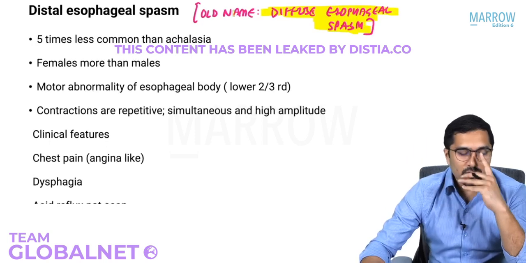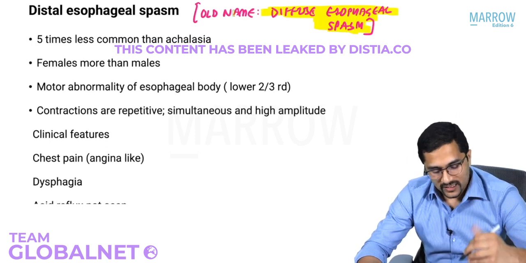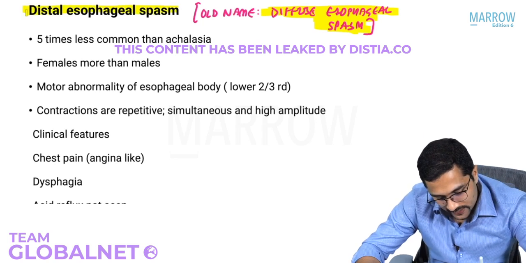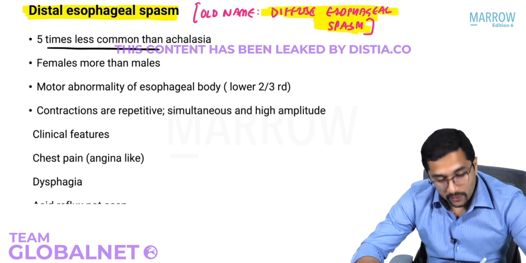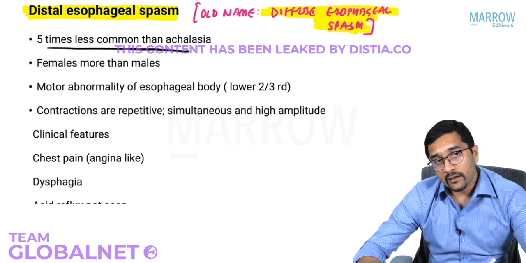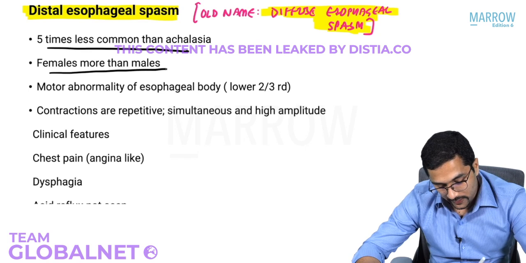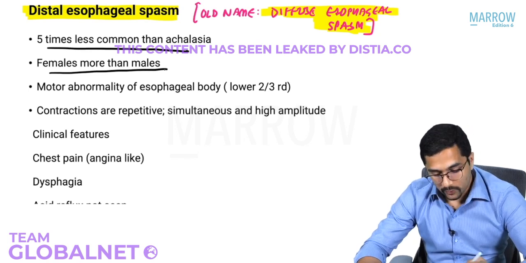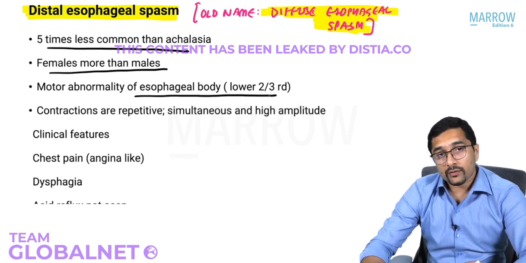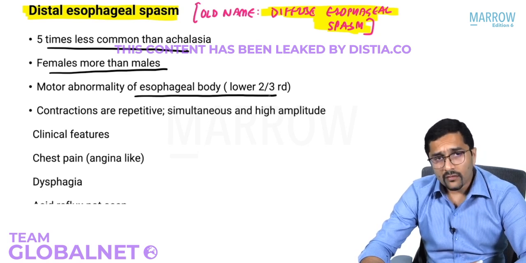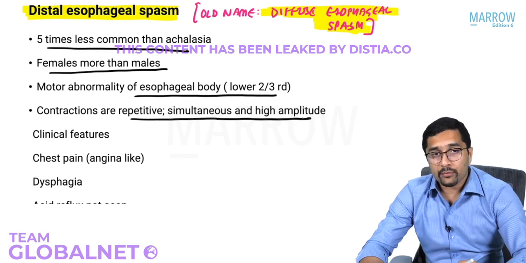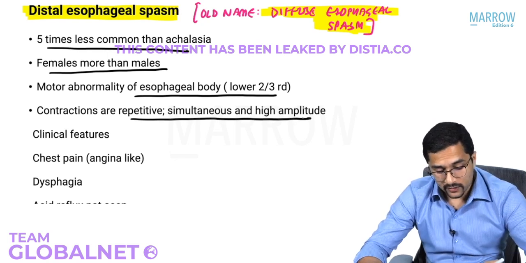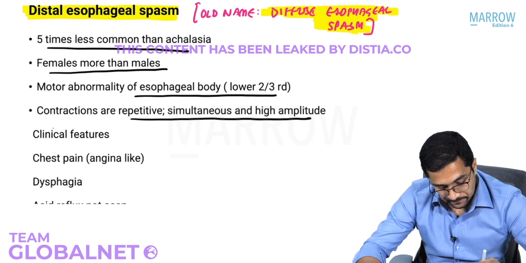So in the latest Chicago classification, the new name is distal esophageal spasm. It is 5 times less common than achalasia. It affects females more commonly than males. There is a motor abnormality in the lower 2/3 of the body of the esophagus, and you get repetitive, simultaneous, high amplitude contractions in the body of the esophagus.